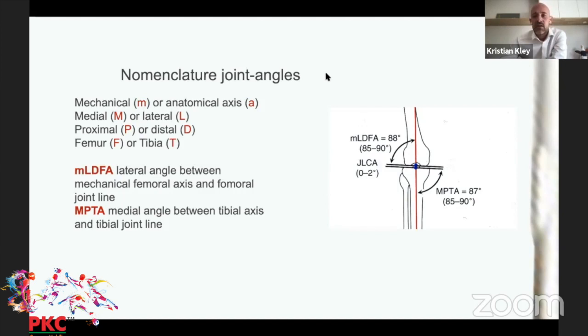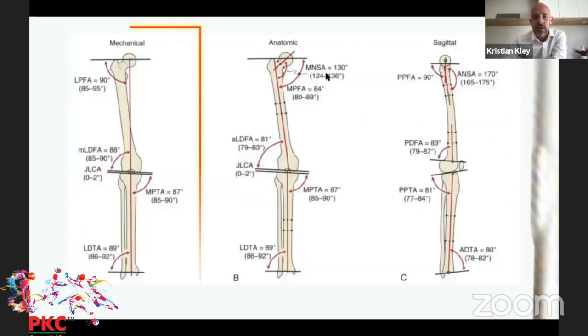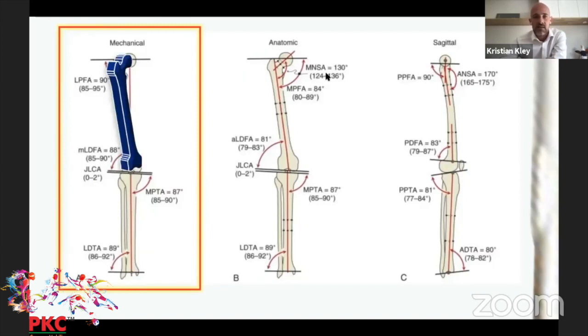Then you say medial or lateral. Then you say proximal or distal. And then you refer to the bone, femur or tibia. So this is how it comes to mLDFA and MPTA. And these angles are always to be measured and very important. And as we said, we talk about the mechanical angles.